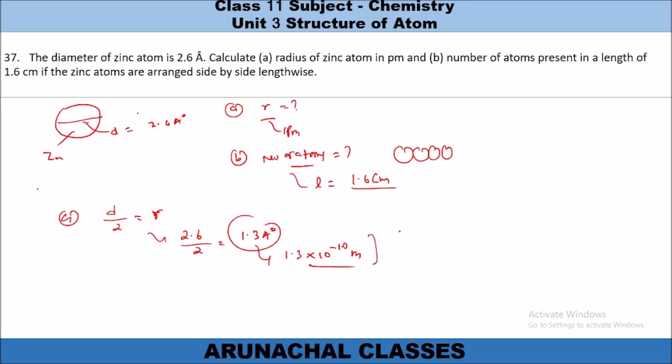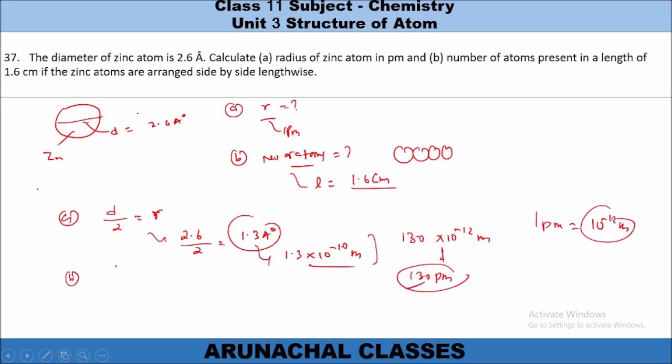So it will be now 130 multiplied with 10 power minus 12 meter. I have just shifted the decimal point. So it will be 130 multiplied with 10 power minus 12. Now it will be 130 picometer, because 1 picometer is 10 power minus 12 meter. So it will be 130 picometer.